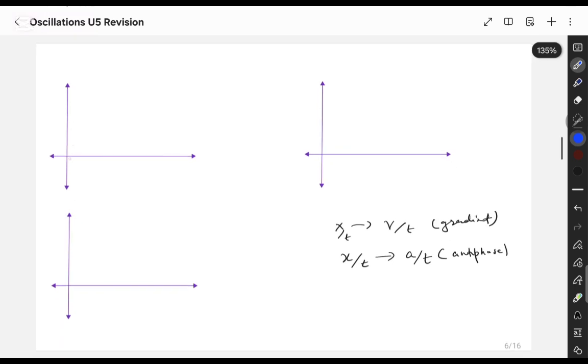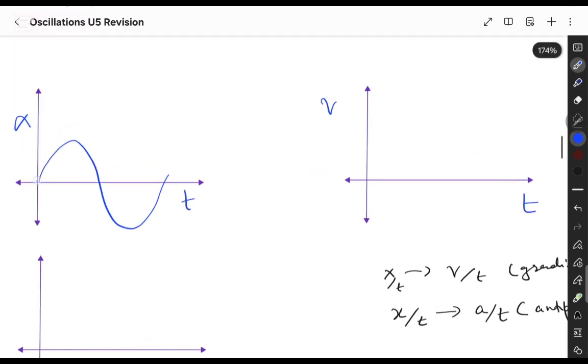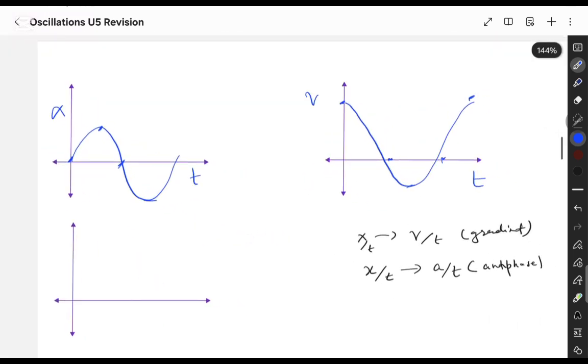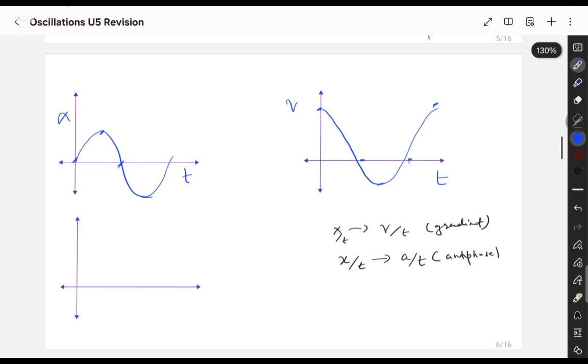So for example, this is your x against t graph. So how would you plot the v against t graph? You look at the gradient. Initially, gradient is maximum, gradient becomes 0, gradient is maximum, gradient becomes 0, gradient is maximum again. So it's going to become something like this. So you look at the gradient. Okay, and then for the a against t graph, you just make it antiphase. So you just multiply everything by a negative value and you just flip the graph.